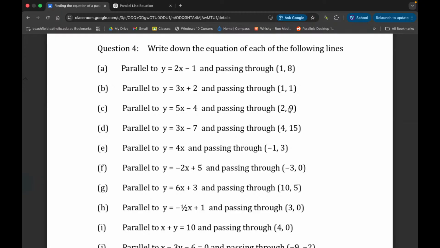So 9 equals 5x plus c. Once again, transfer that over. So you got 9 minus 5, which equals 4. Thus our c equals 4. So then we can substitute that into our equation. Remember our equation, y equals mx plus c. So y equals 5x plus 4. And once again, we will quickly double check that.